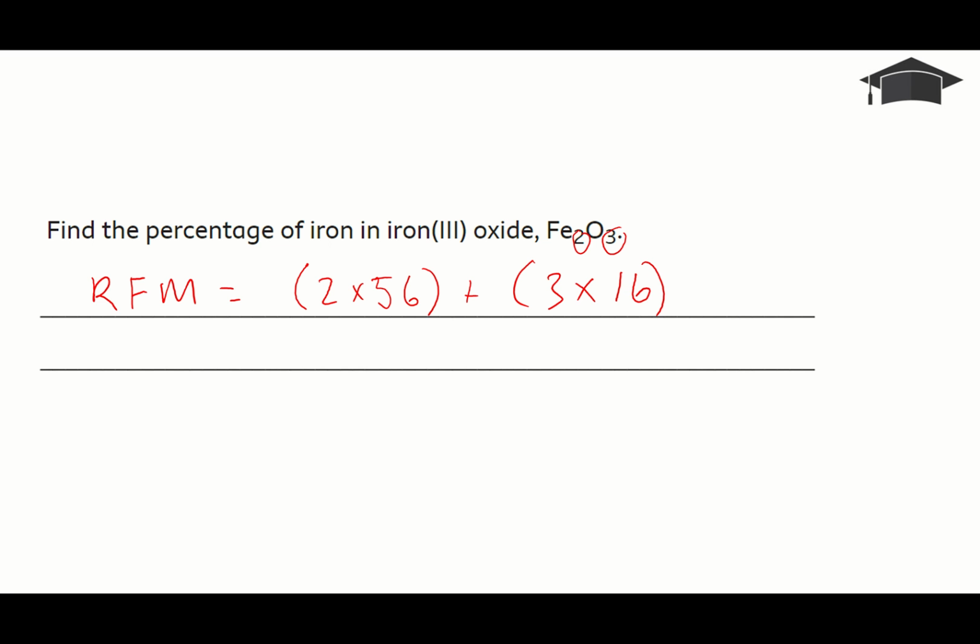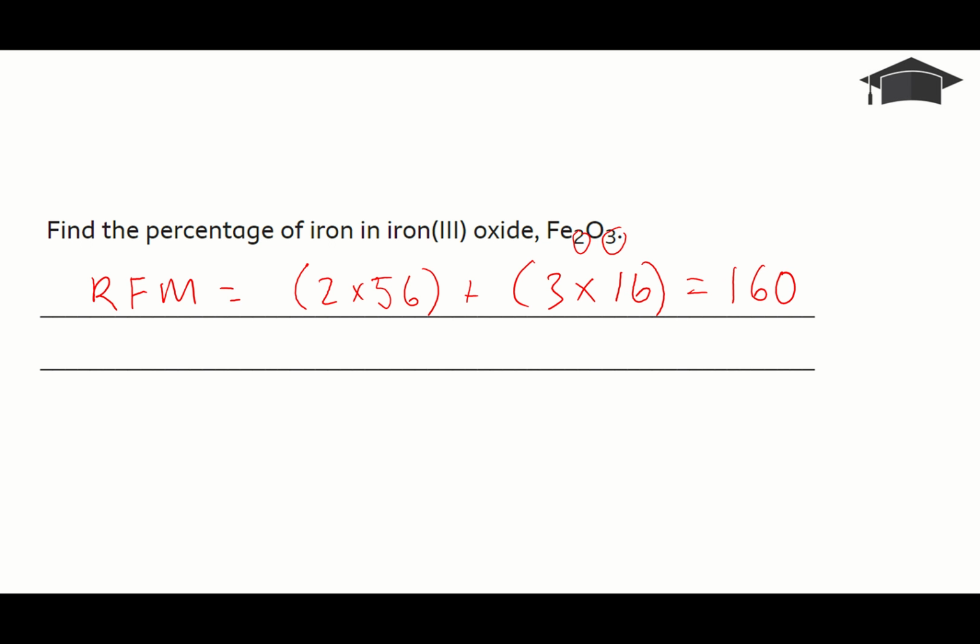When you do more of these, you'll eventually get used to memorizing most of the numbers. I don't expect you to remember iron, but oxygen 16, carbon 12, hydrogen 1, nitrogen 14, that type of thing. So the relative formula mass here is 160. Okay, here's the tricky bit.